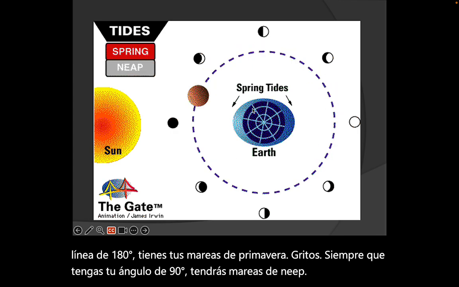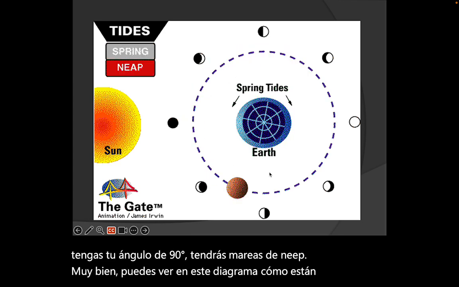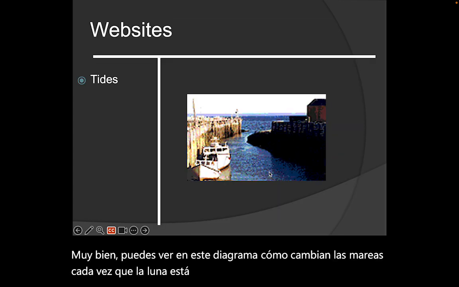Alright, you can kind of see in this diagram how the tides are changing whenever the moon is in different locations. And I think that is about it.